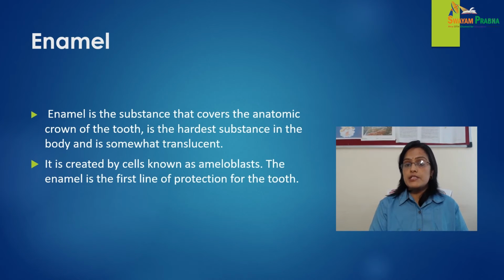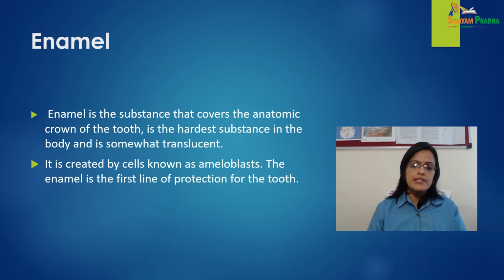Enamel is the substance that covers the anatomic crown of the tooth. It is the hardest substance. Always remember, it may be asked in a multiple choice question, that the hardest part of the body is enamel, the hardest substance, and it is somewhat translucent. It is created by cells known as ameloblasts. So enamel is the first line of protection of the tooth.